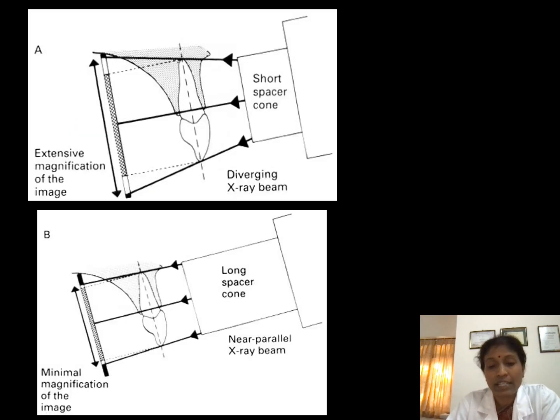So why is the long cone used here? In order to have an image with very minimum distortion. The distance between the X-ray source and the film should be more when compared to the bisecting angle technique. The above picture shows a short cone, which is used in the bisecting angle technique and gives more magnification. The picture below shows a longer cone, which gives a radiographic image with very minimal magnification.